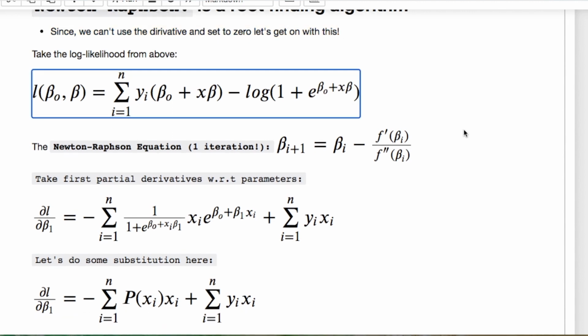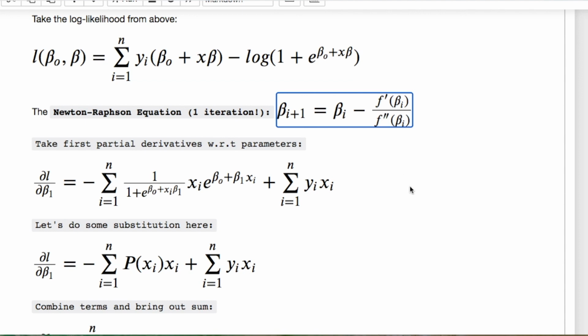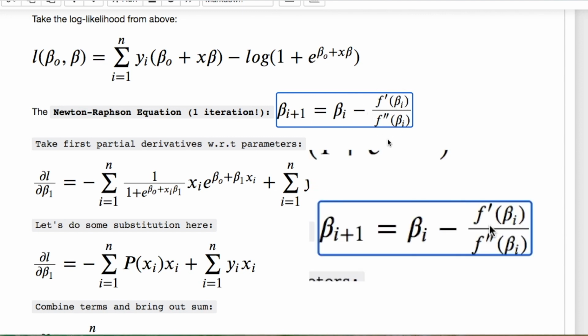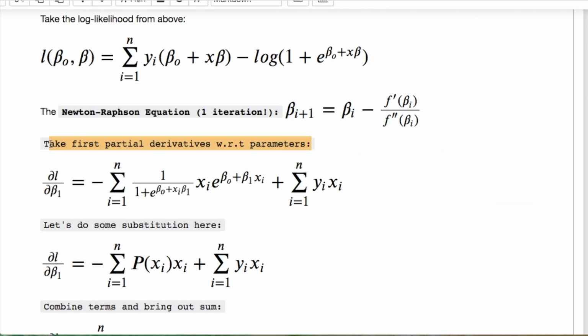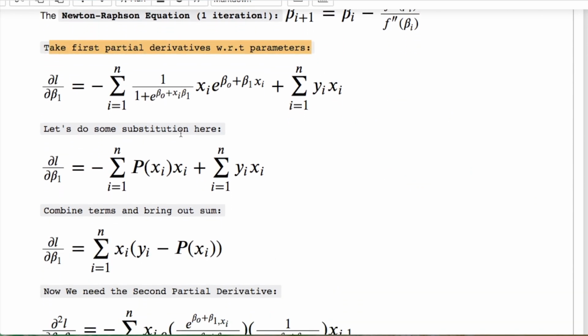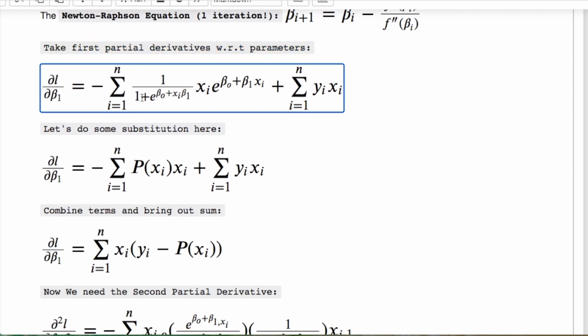Let's take our log likelihood from above and use the Newton-Raphson method here, where we're taking our starting point, which is this beta I, which is a point that you arbitrarily pick in the beginning. One note, you should try to pick this close enough to the minimum position for your function to have success. I'll mention more on that later. Then you're going to take the first and the second derivative of your function with respect to beta. We'll take the first partial derivatives with respect to the parameters, which is happening here.